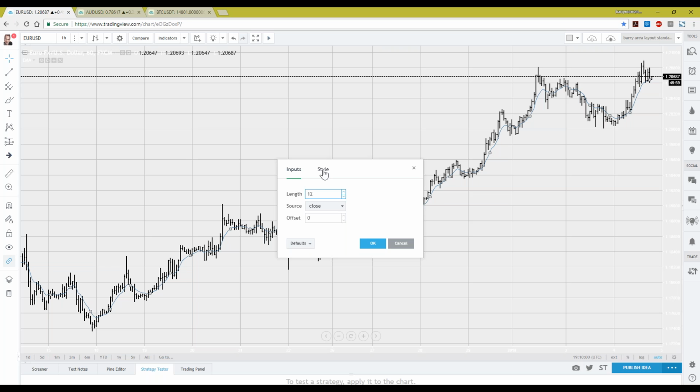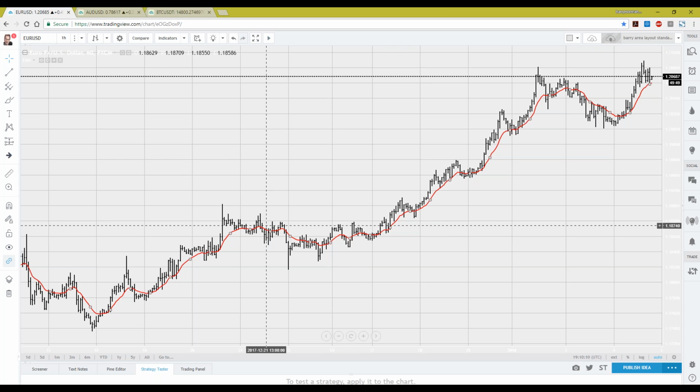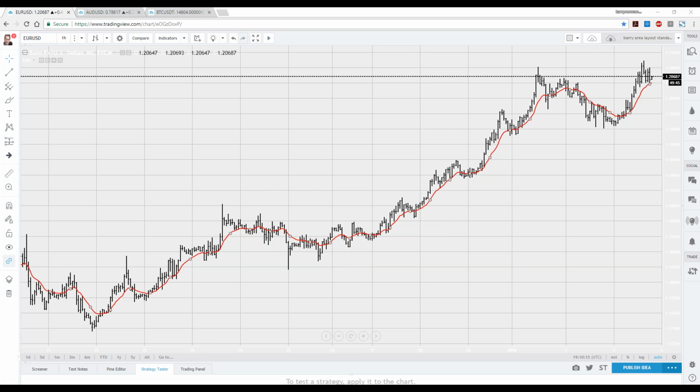And just for class tonight, we're going to change this to a red, and we're going to make it a lot thicker. So we know the red line is our 12 period moving average, okay, which means it's our faster moving average.